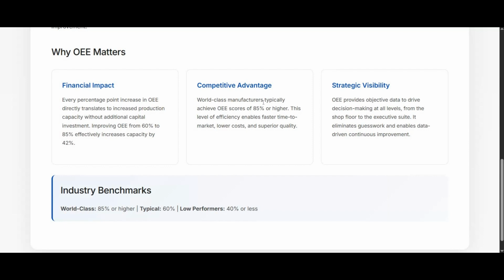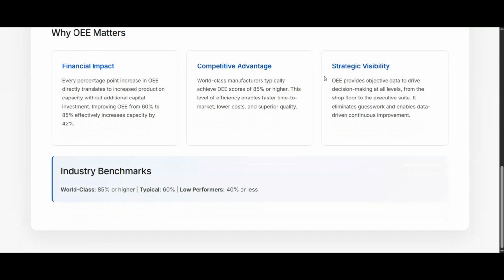And here's another angle, competition. World-class manufacturers tend to achieve OEE scores around 85% or higher. When you operate at that level, you can produce faster, lower your costs, and keep your product quality consistent. So, in markets where speed and reliability matter, your OEE score becomes a real differentiator. If your competitors are running at 60% and you are hitting 85%, you are simply more efficient in everything you do, from meeting deadlines to managing expenses.